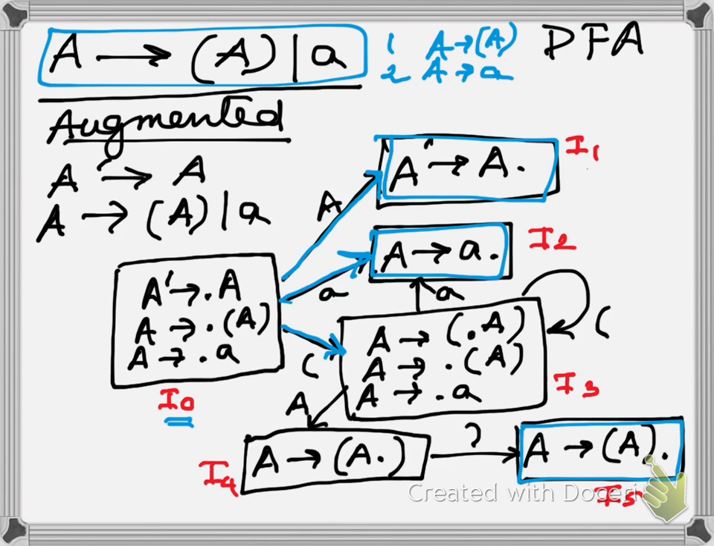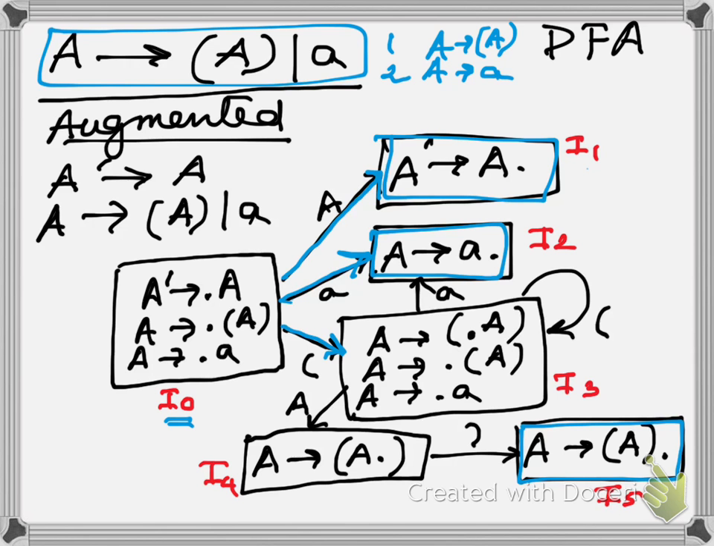Next, we take state I2. For I1, there are no other transitions. There cannot be any other transitions. So we stop I1. Next, I2. So I2 here also is a final state. So when we reach a final state, what can we do? That means we have reached the end of this particular production. A derives A dot. So we can now reduce to capital A. So now this is not a shift move, it is a reduce move.